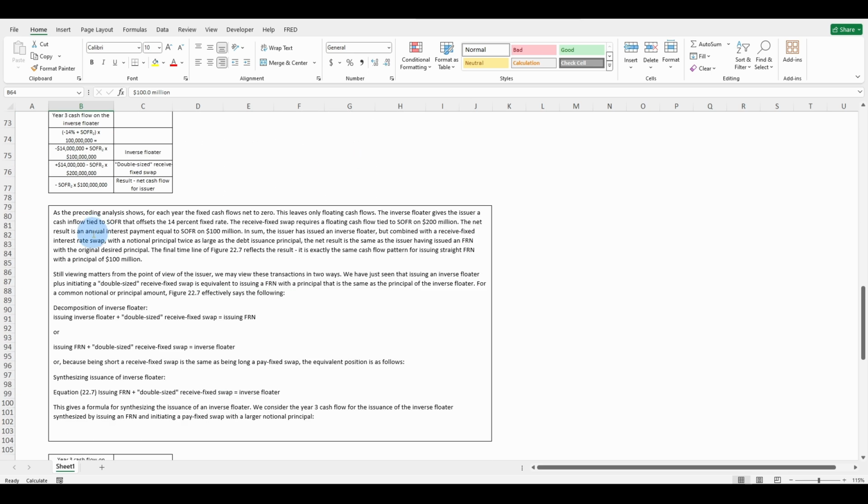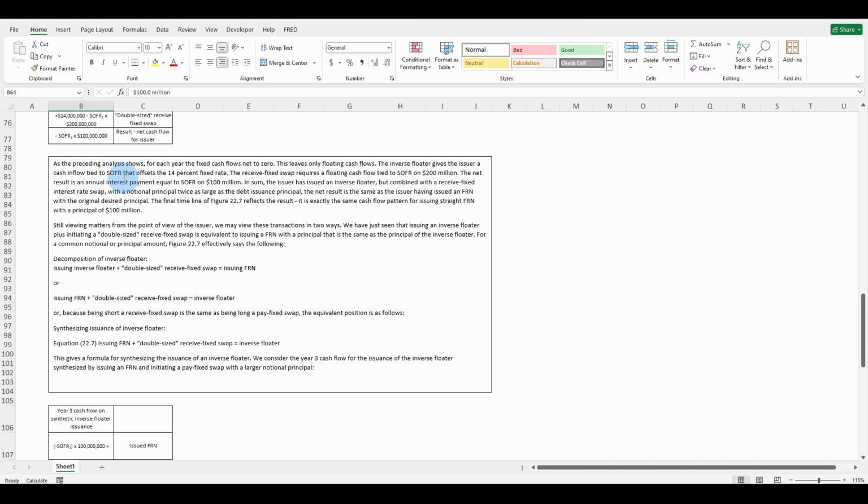As the preceding analysis shows, for each year, the fixed cash flows net to zero. This leaves only floating cash flows. The inverse floater gives the issuer a cash inflow tied to SOFR that offsets the 14% fixed rate. The received fixed swap requires a floating cash flow tied to SOFR on 200 million. The net result is an annual interest payment equal to SOFR on 100 million.